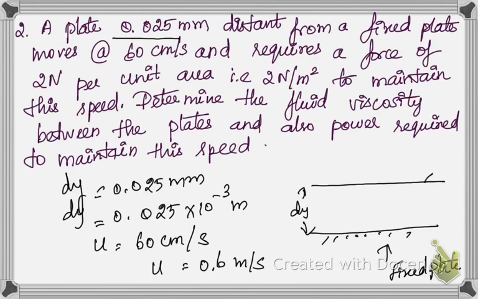Okay, so here note one thing, that they have given only the velocity. So this plate is moving at a velocity of 60 centimeter per second. So that is what they have given. And the next thing is that it requires a force of 2 Newton per unit area. So it means what? They have given force by area.